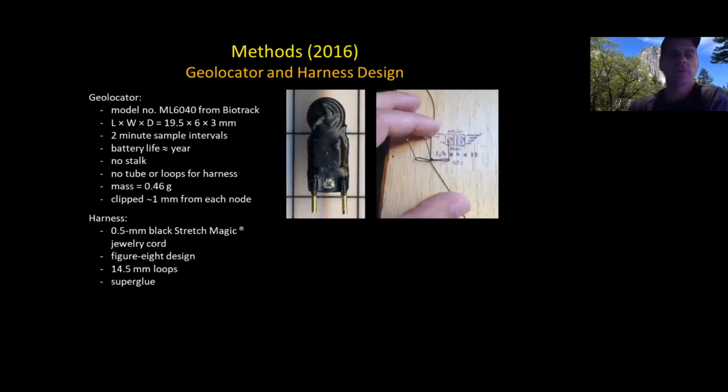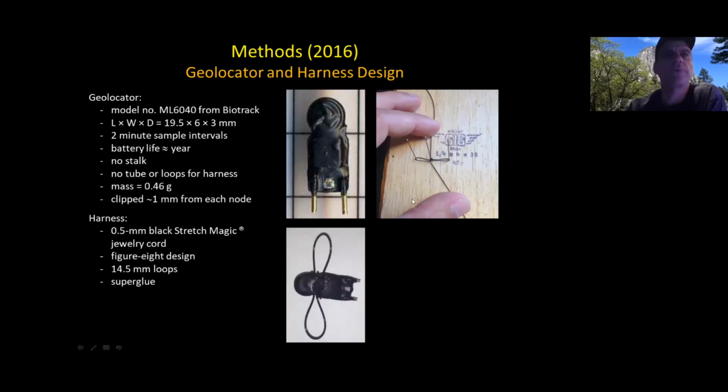As for the harness, we used black Stretch Magic jewelry cord. This is jewelry cord that kids or crafters will use to make bracelets and jewelry. We tied this jewelry cord into a figure-8 design with 14.5 millimeter loops.